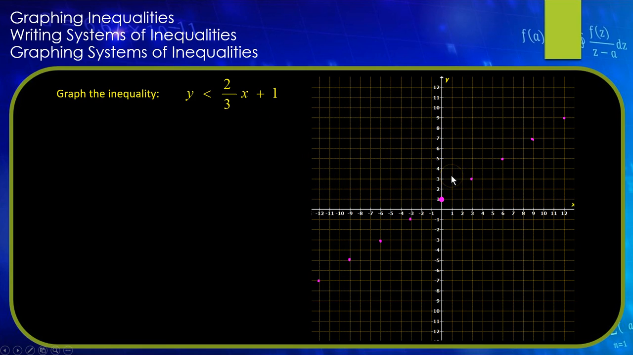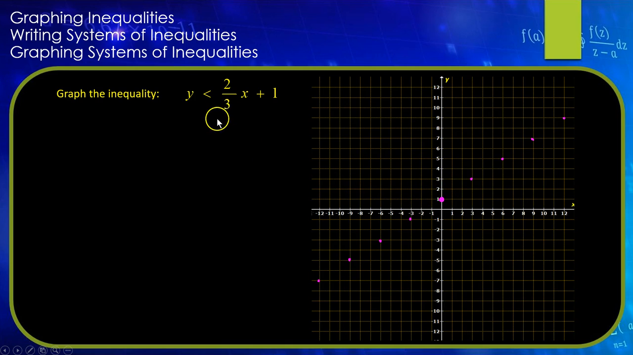So now I have to start making some decisions, because I had to make a decision: should this line be solid or dashed, and also what region I'm going to eventually be shading. The first one I'm going to make is solid versus dashed. Now, solid again means that the border, the line itself, is going to have points that make this true.